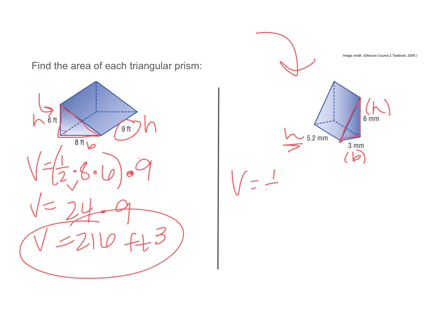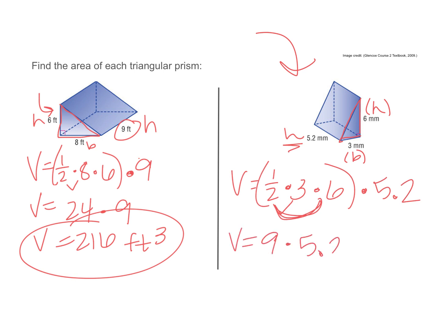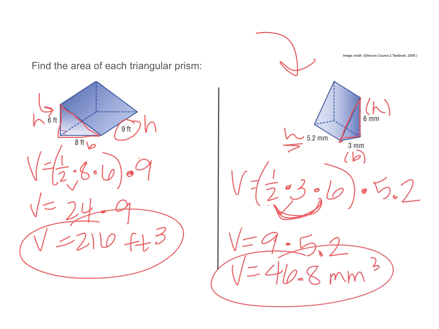So my volume is going to be 1/2 times 3 times 6, and then we're going to times it by 5.2. If I do 1/2 of 6, I get 3 times 3 is 9. So the volume is going to be 9 times 5.2, which is 46 8/10 millimeters cubed.